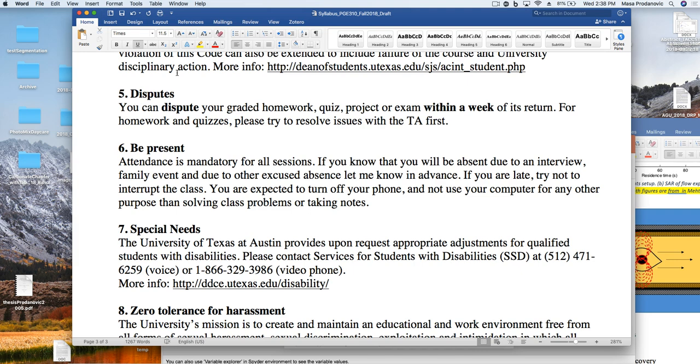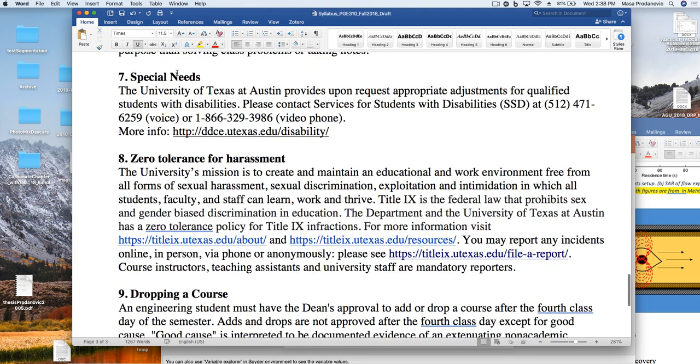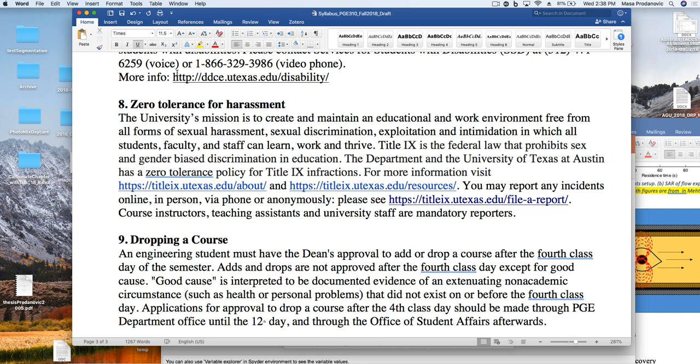UT also has zero tolerance for harassment. So this is basically, Title IX is the name of the federal law that prohibits sex and gender bias discrimination. If you're a target of it, okay, please say something and try to seek help. This often happens in some sort of power relationships. So in the university, a common one is professor or TA and a student. If I hear about it, or if you hear about it, we have to report. So we are so-called mandatory reporters.